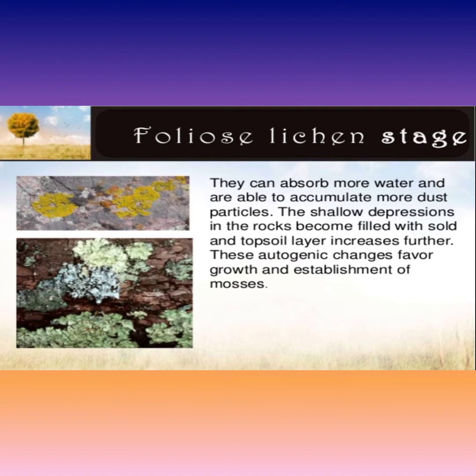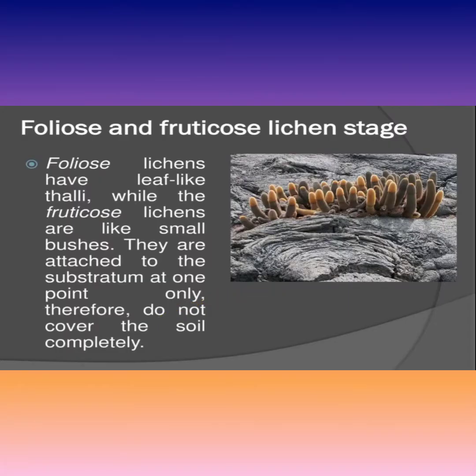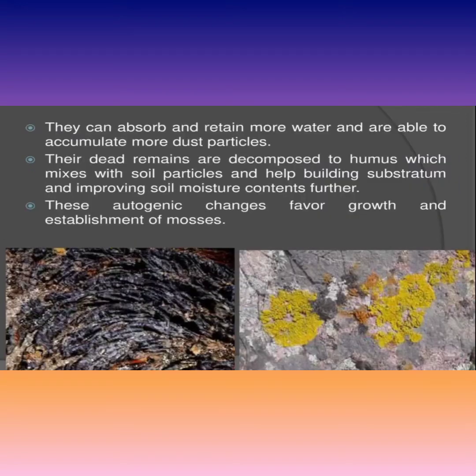Further, there are autogenic changes that favor the growth and establishment of mosses. Then foliose lichens have leaf-like thalli, while fruticose lichens are like small bushes. They are attached to the substratum at one point only, therefore they do not cover the soil completely. They can absorb and retain more water and are able to accumulate more dust particles.